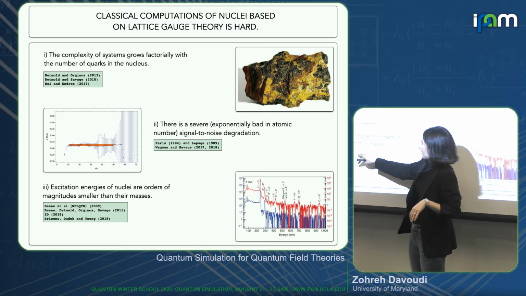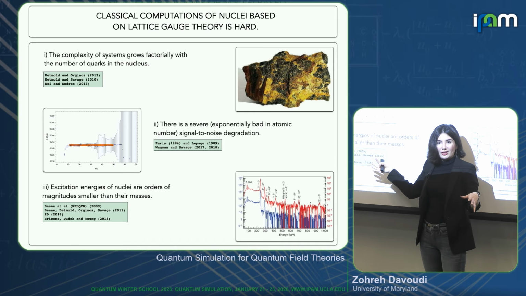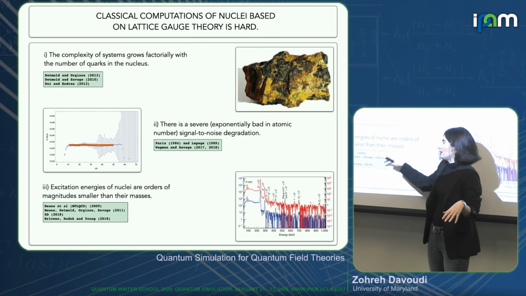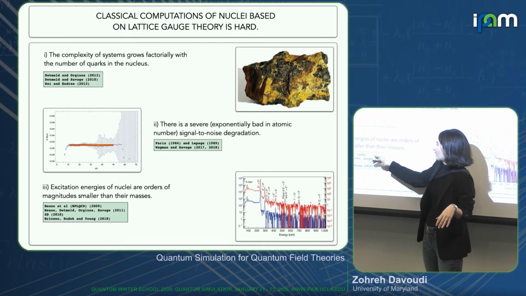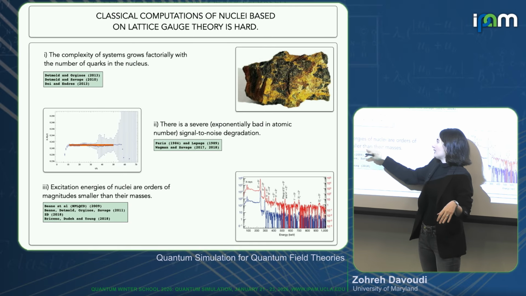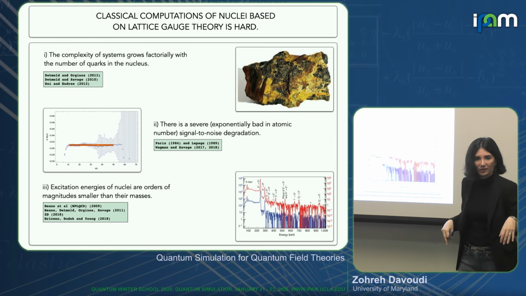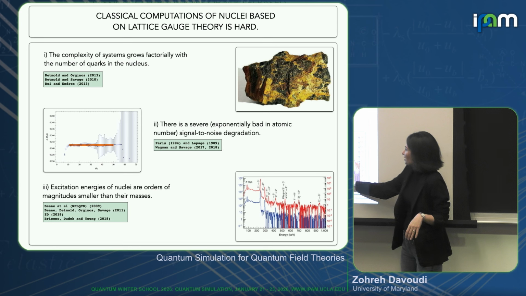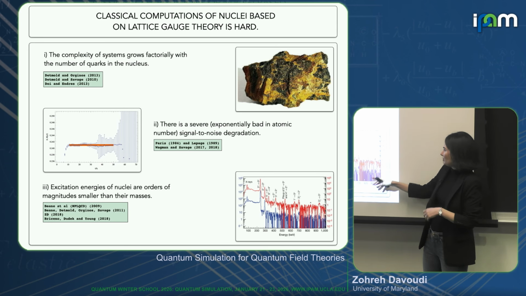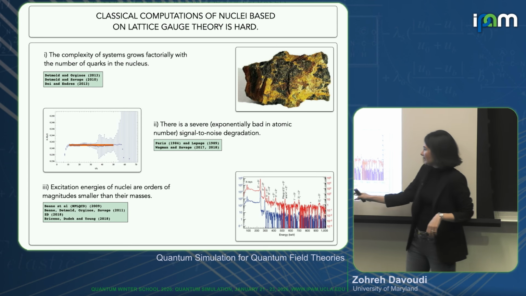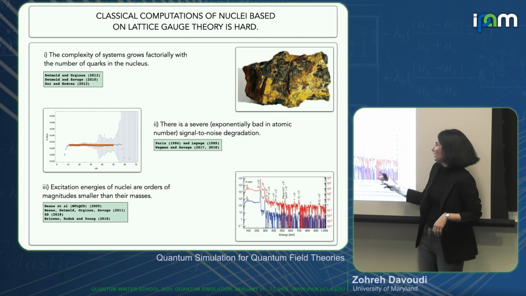And then number 3 is that the excitation energy of these large atomic nuclei, or the excitation gaps, is orders of magnitude smaller than their masses or ground state energies. So here is a picture. It's very complicated. These are 2 atomic nuclei over here. This is a spectroscopy of those 2 atomic nuclei.